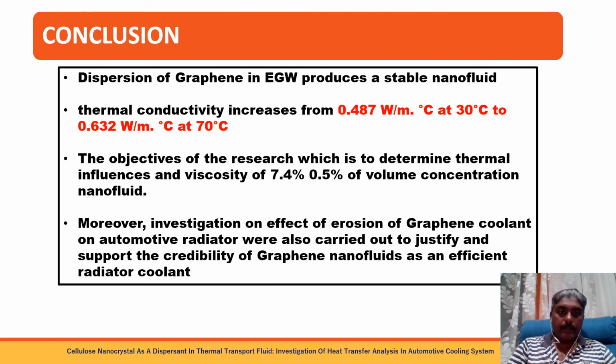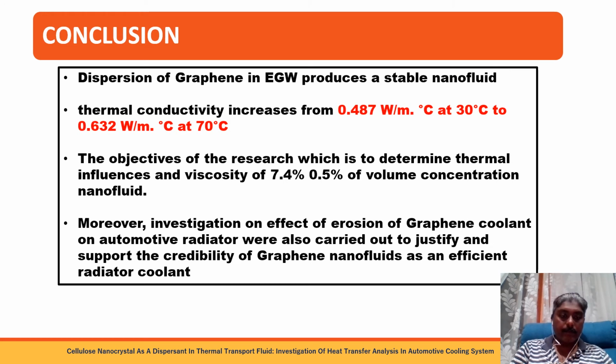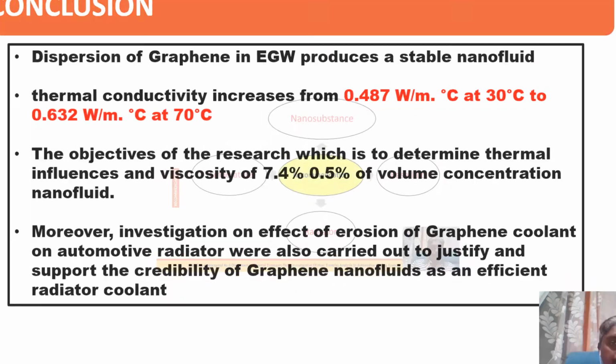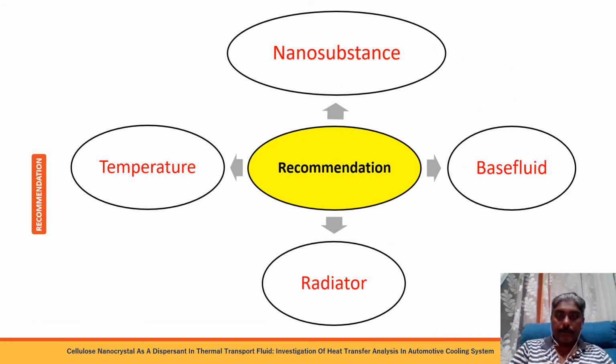As a conclusion, we can say that graphene in ethylene glycol produces a stable nanofluid with a thermal conductivity increase from 0.487 to 0.632, at a concentration of 0.5, and improves the viscosity by 7.4%. Moreover, the investigation on the effect of erosion of graphene coolant on the automotive radiator was also carried out, and the graphene nanofluid is an efficient radiator coolant. We can give a recommendation based on the nano substance, because it doesn't destroy the engine or influence the engine so much, and the base fluid is still the same, and we can use it in radiators for a wide range of temperatures.